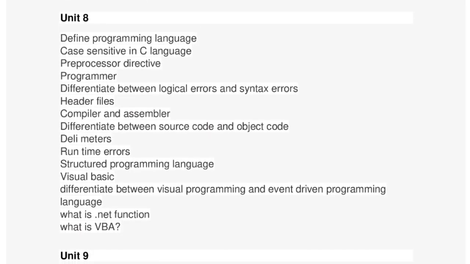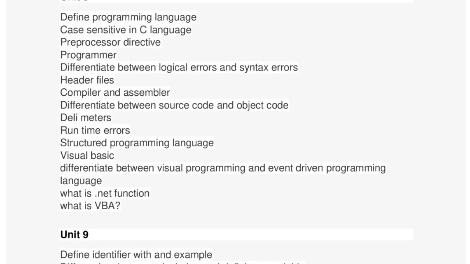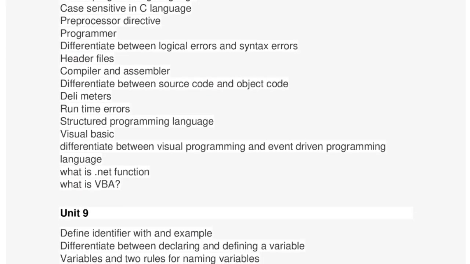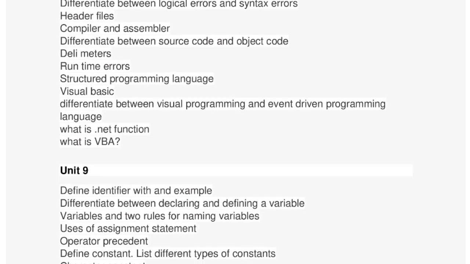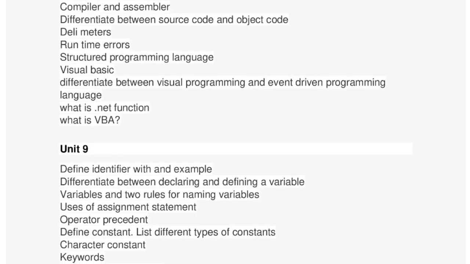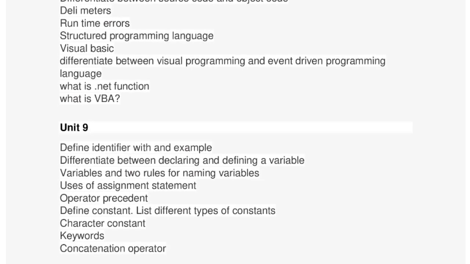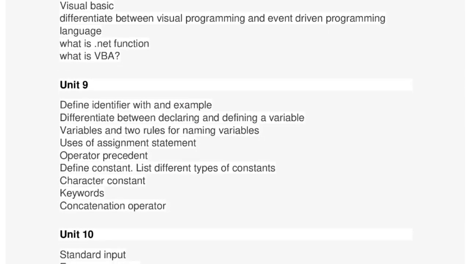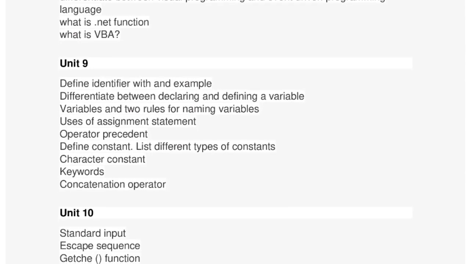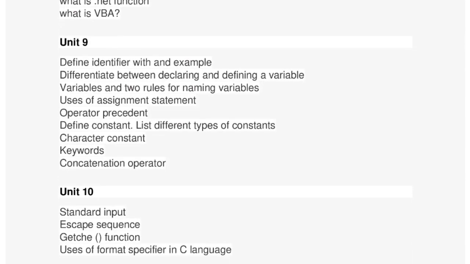Unit 9. Define identifier with an example. Differentiate between declaring and defining a variable. Variables and two rules for naming variables. Uses of assignment statement. Operator precedence. Define constant. List different types of constants. Character constant. Keywords. Concatenation operator.